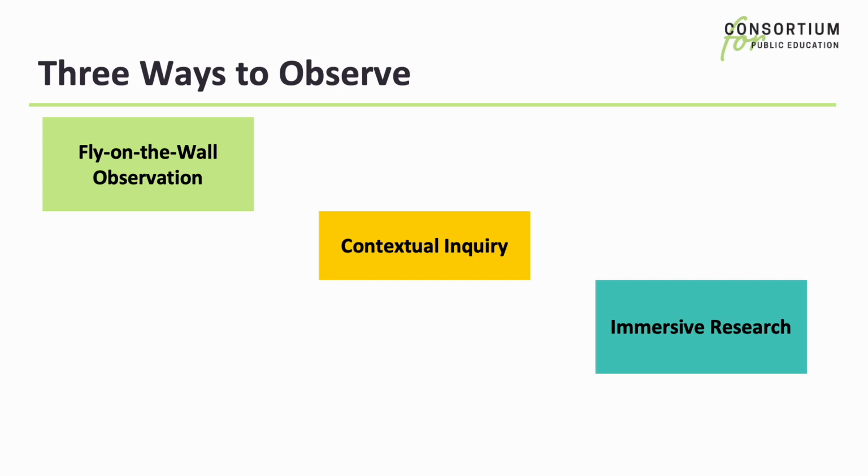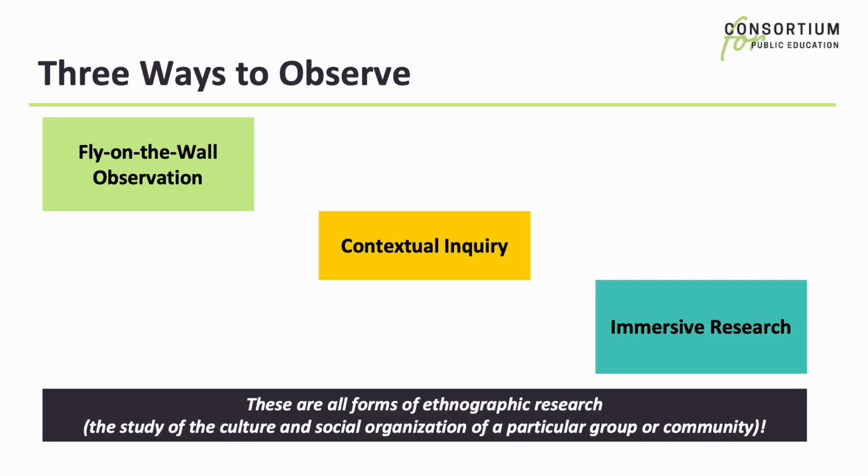Let's talk about three ways to observe: fly-on-the-wall observation, contextual inquiry, and immersive research. These are all forms of ethnographic research, which is the study of the culture and social organization of a particular group or community. Here are some visual references for each of these methods before we discuss them more fully.